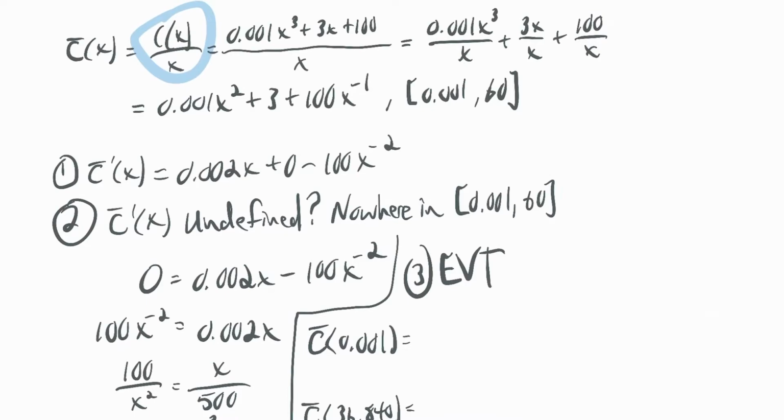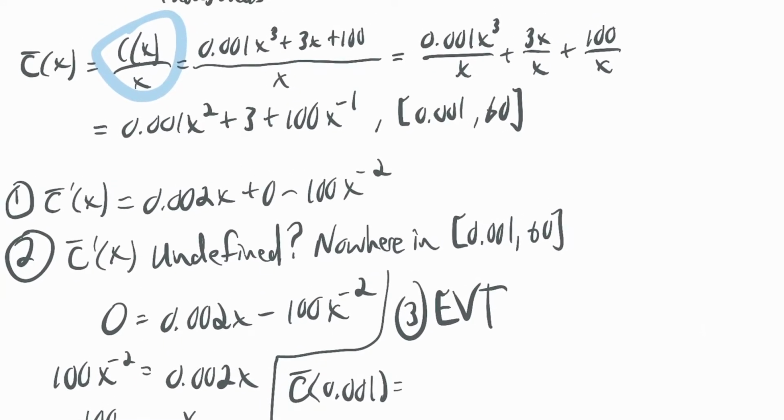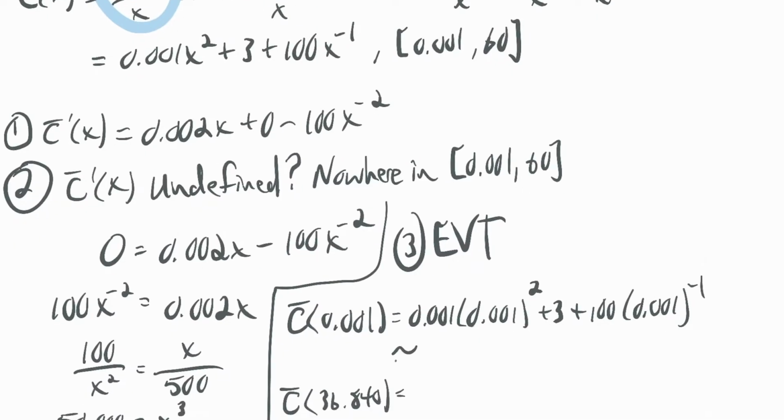Okay. So which one I use doesn't really matter, I suppose. I'm going to use this one just because I think it'll be just a little bit easier to write out. So 0.001 times 0.001 squared plus 3 plus 100 times 0.001 to the negative 1 power. Okay. Throw that in a calculator and get a decimal number. So 0.001 cubed essentially is what the first term is. Plus 3 plus 100 divided by 0.001. So I get 100,003. That's the average cost per widget, which is kind of high.